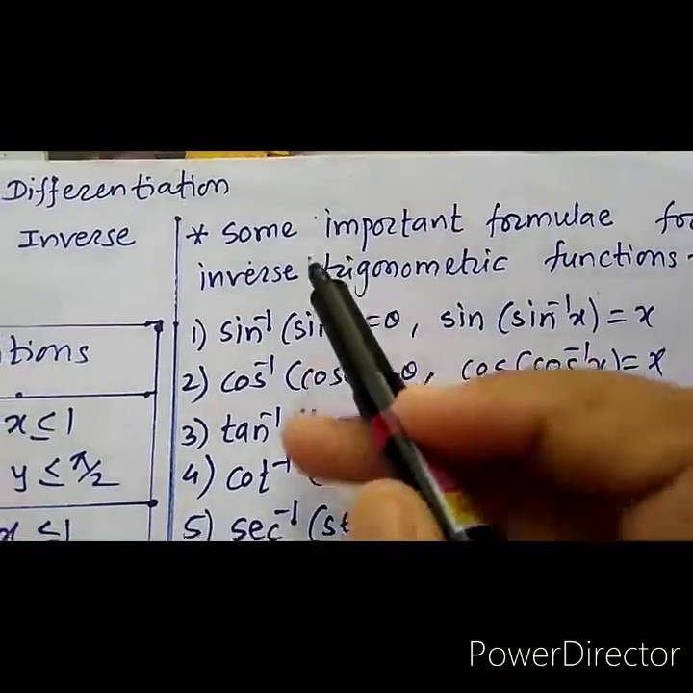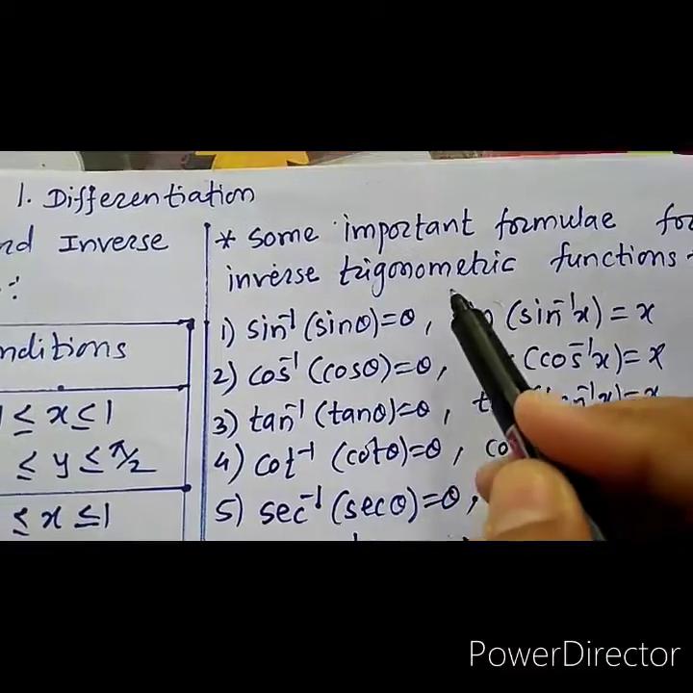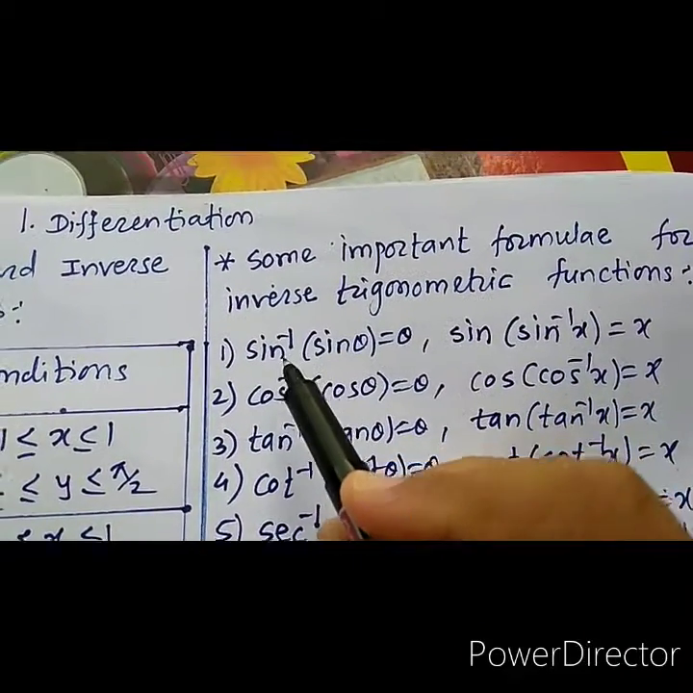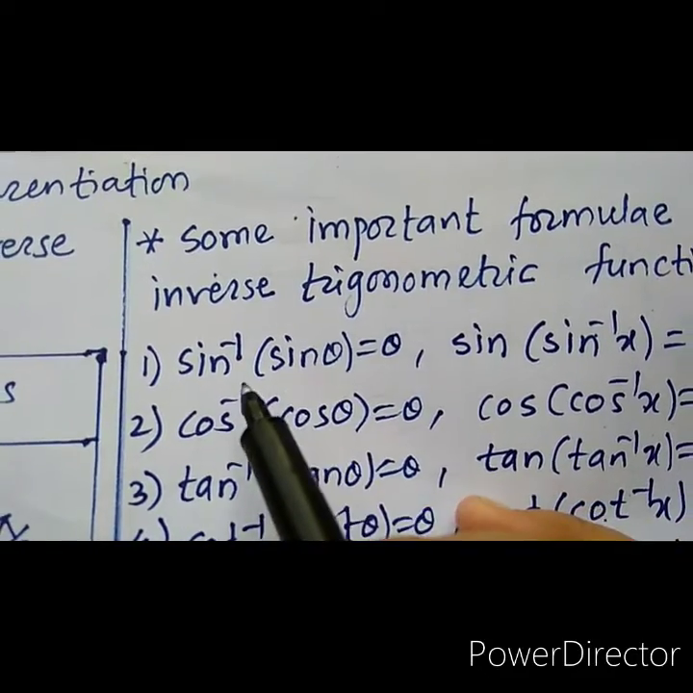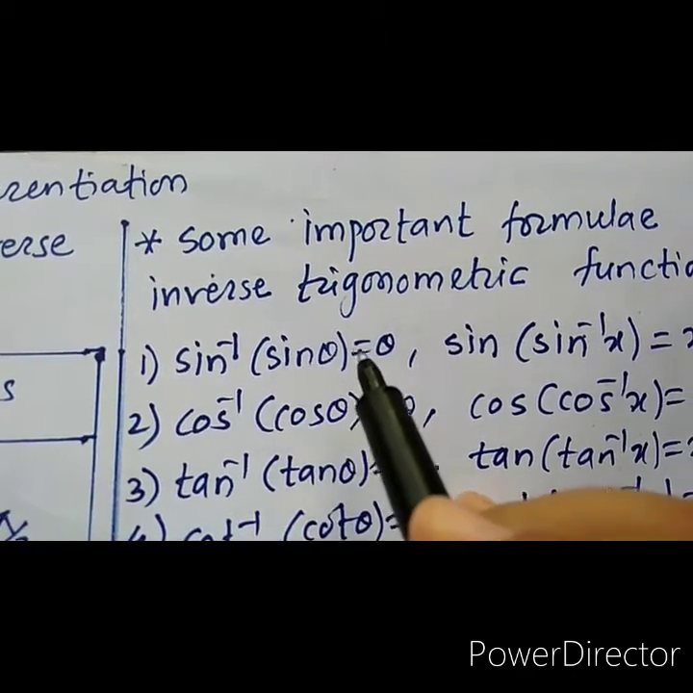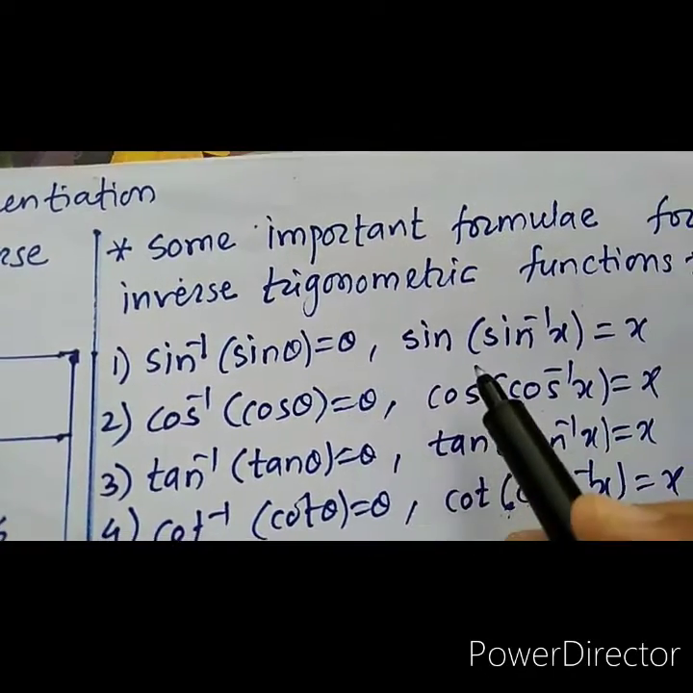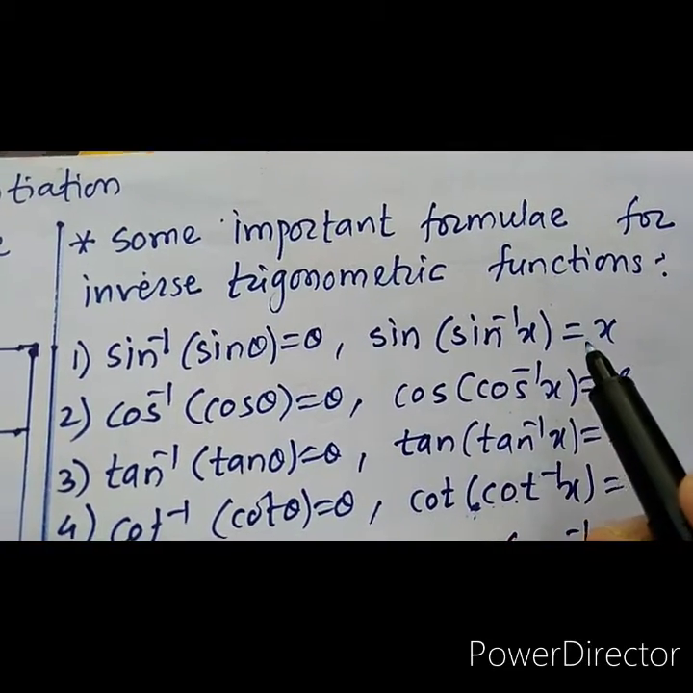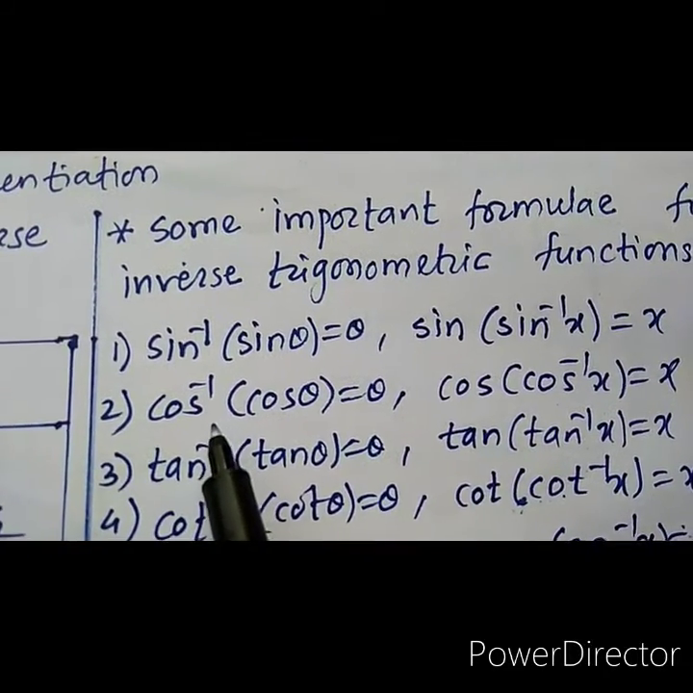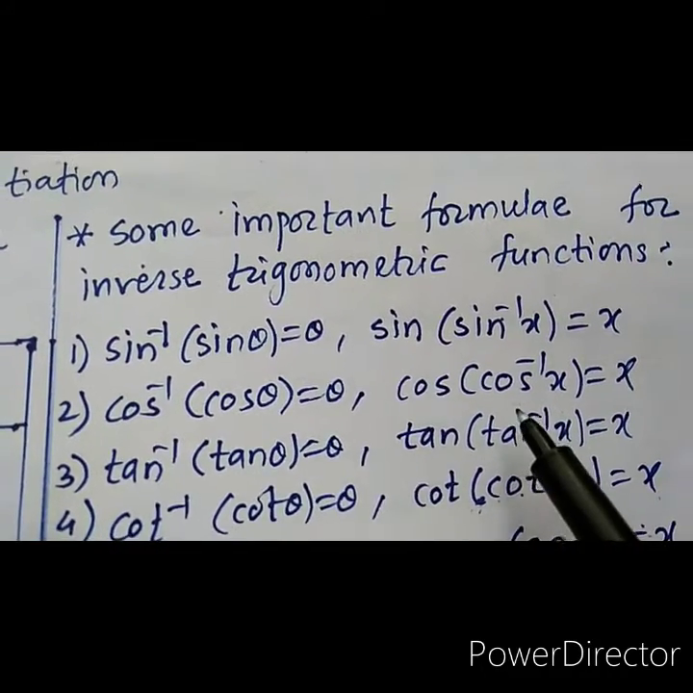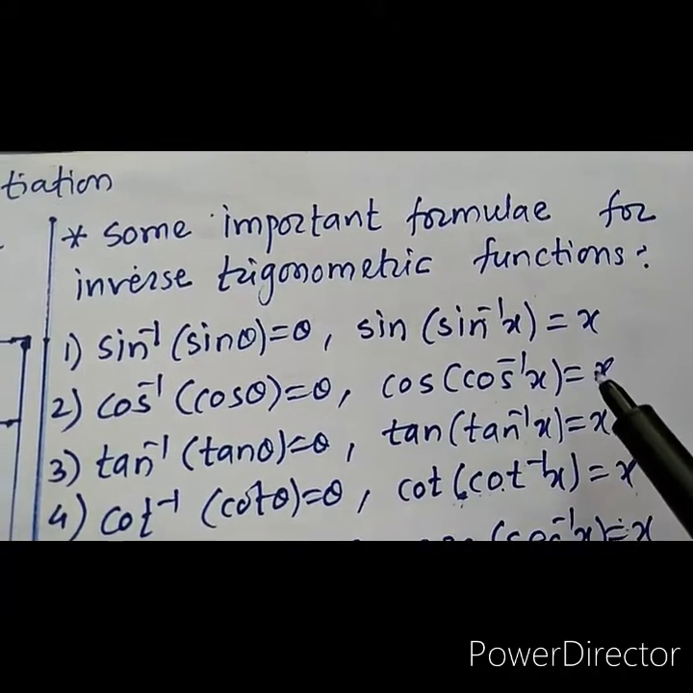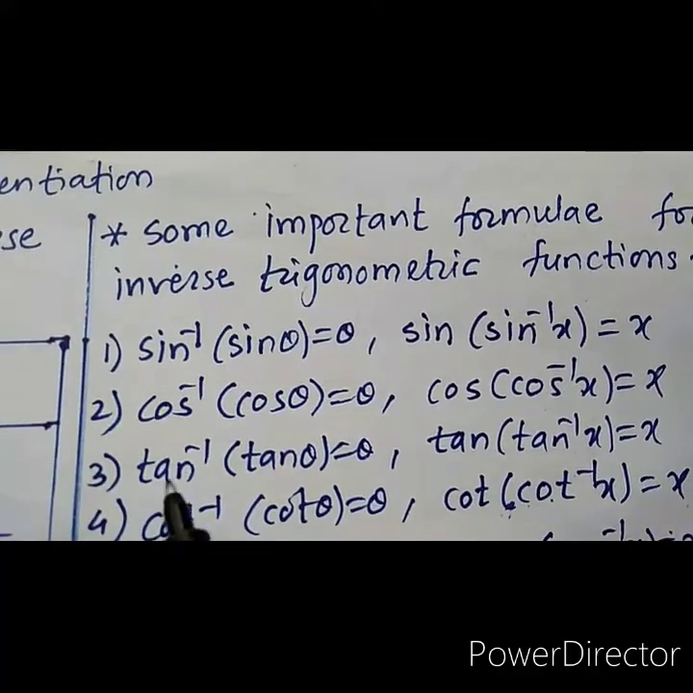Now let us see some important formulae for inverse trigonometric functions. Number 1, sine inverse of sine theta. It means sine inverse and sine get cancelled, we will get theta. Sine of sine inverse of x is equal to x. Number 2, cos inverse of cos theta is equal to theta. Cos of cos inverse of x is equal to x.